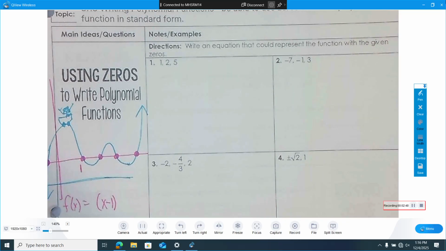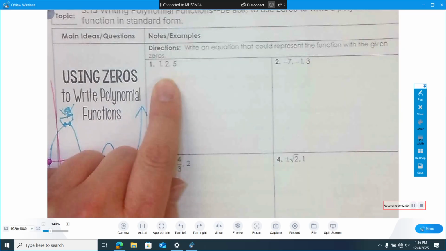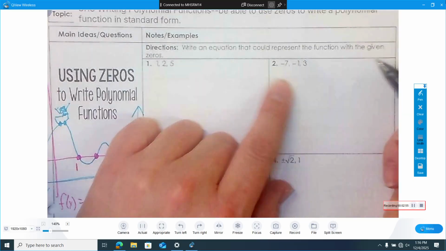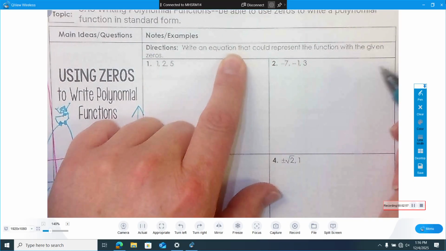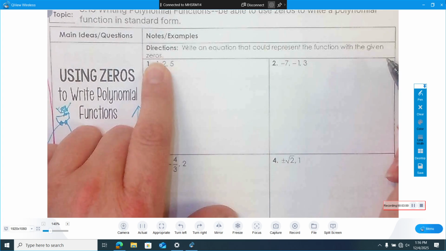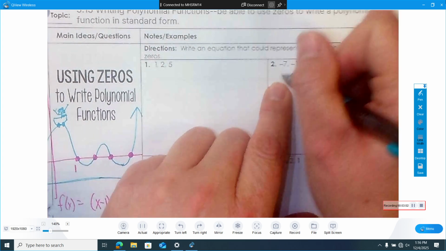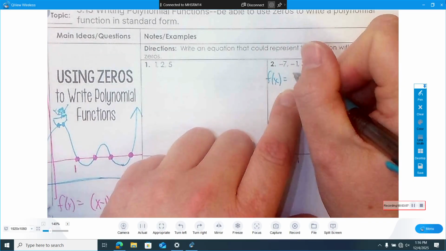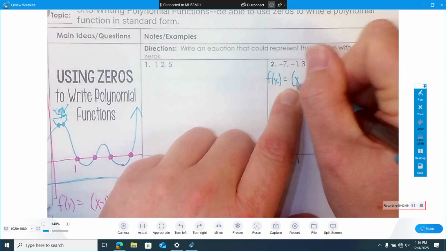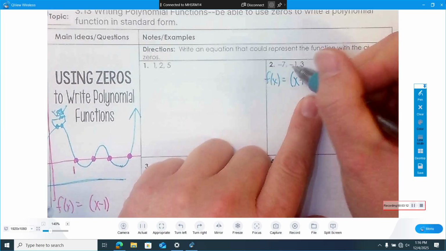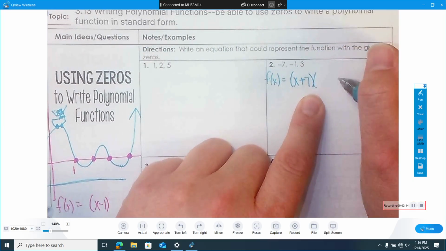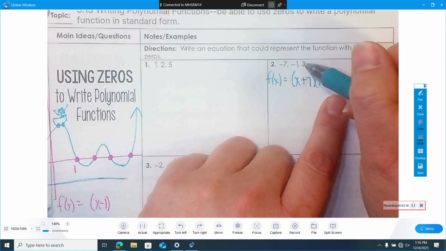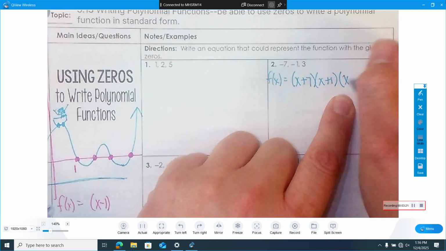Let's do something more interesting. Let's do number 2. We want to write the equation that could represent a function with the given zeros. So these are the zeros. If I have a zero of -7, from whence did it come? x plus 7. And if I had the zero of -1, it came from x plus 1. And the zero of 3 came from x minus 3.